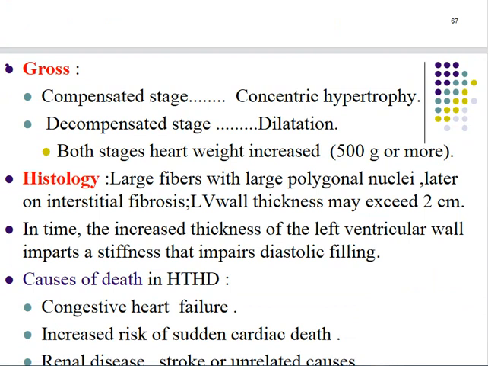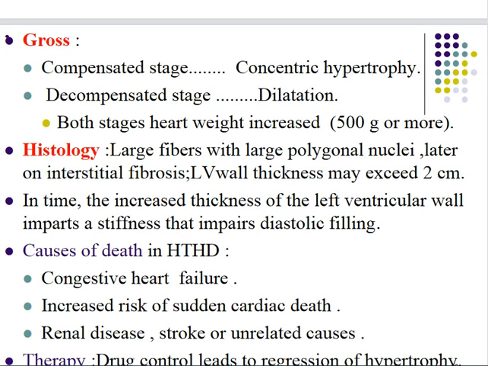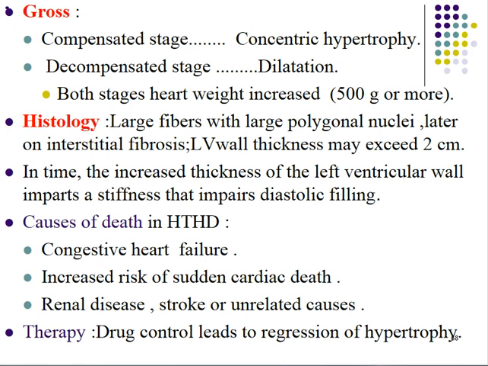So in compensated hypertensive heart disease we have concentric hypertrophy, while in the decompensated we have dilatation. Both stages have heart weight increased over 500 grams. Regarding the histology, there are large fibers with large polygonal cells, later on interstitial fibrosis, and thickening in the wall of the left ventricle may exceed 2 cm.